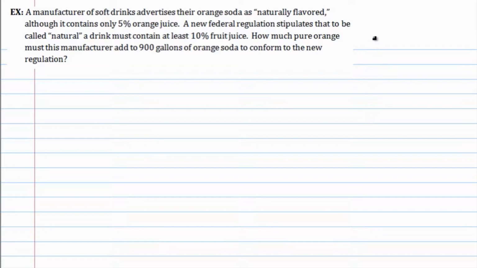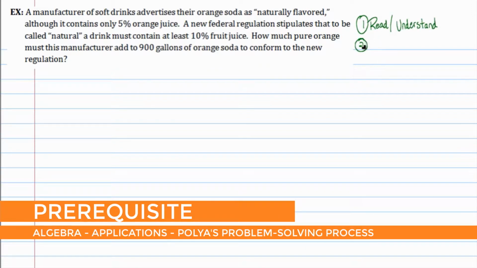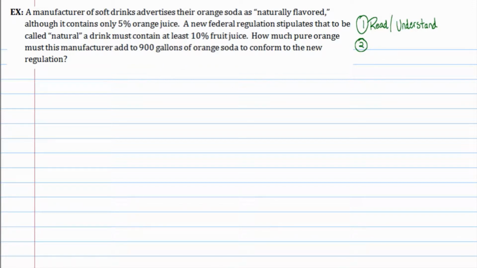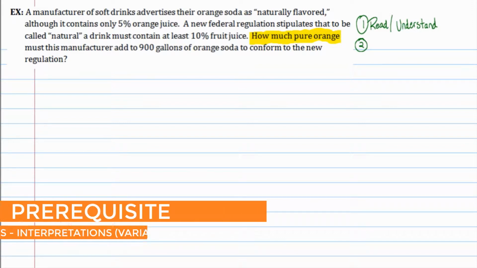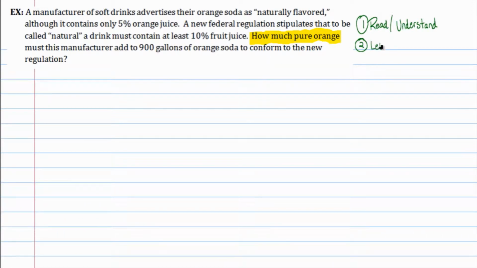Okay, so let's state that we've read it and understand it. Let's also label the unknown here. How much pure orange juice? Aha! So that must be the thing I'm looking for. The thing I'm looking for is how much pure orange juice. So we'll choose a variable. O is not a good one, so let's say P equals the amount of pure OJ that's added to this thing. And now the third step is to write some equations.